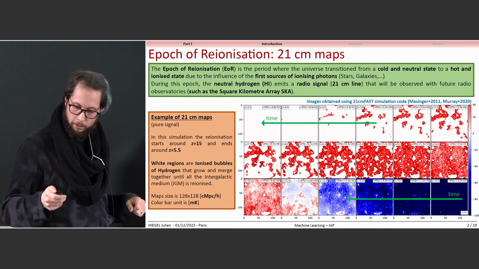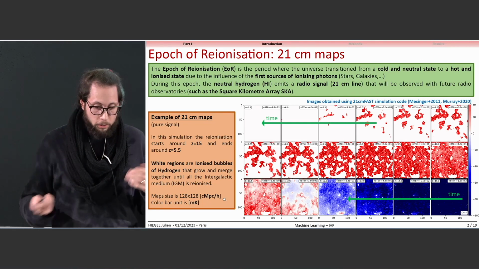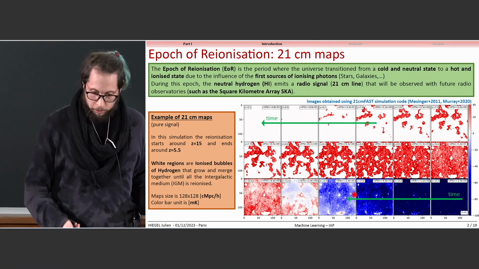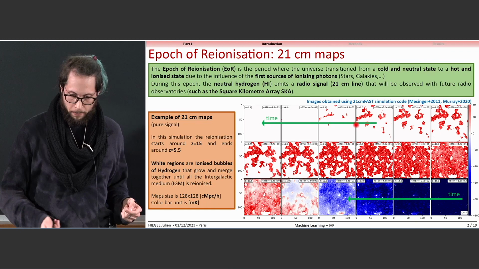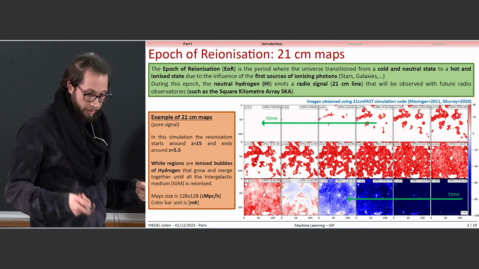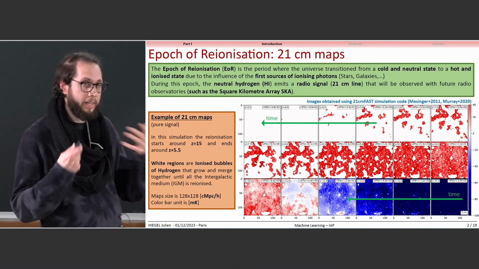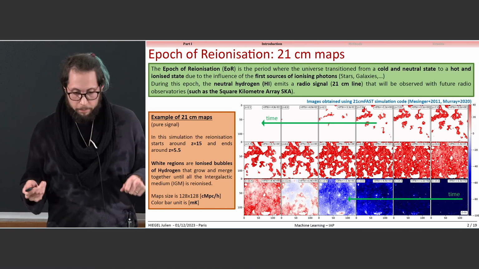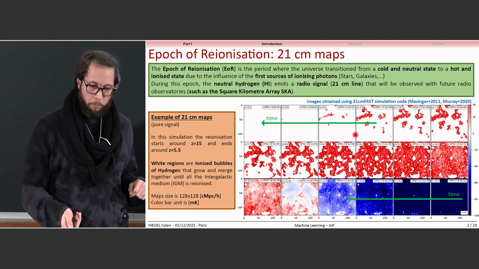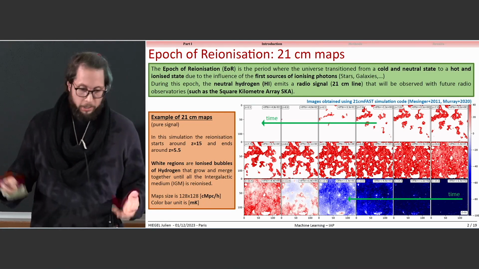Array. So here on the images, you have typical 21 centimeter maps, where you can see the whole temporal evolution of this signal, with time going like this. The important thing here is to notice the white regions, which are the ionized bubbles of hydrogen that will appear somewhere here. They will grow, and eventually they will merge together until all the intergalactic medium gets reionized.